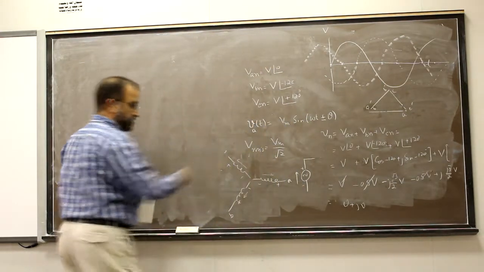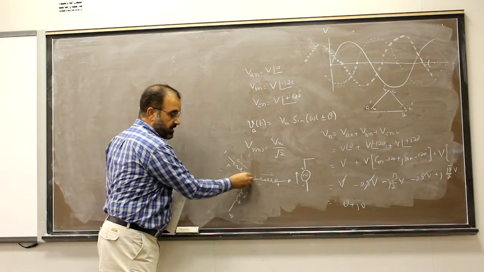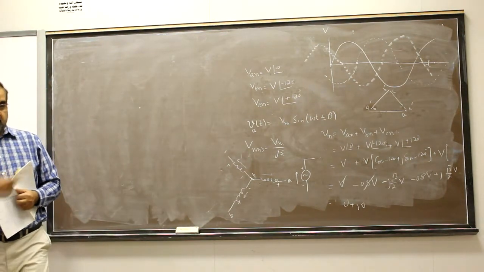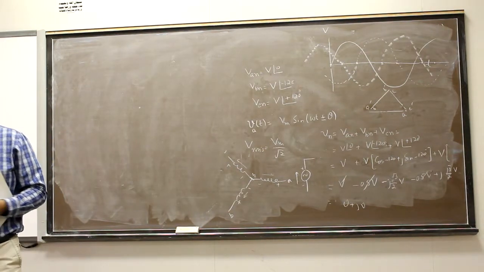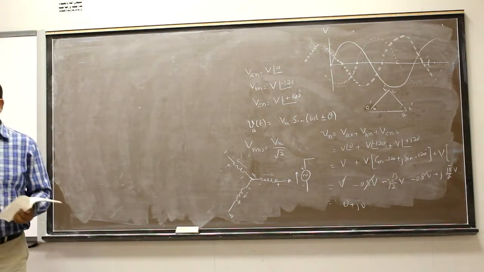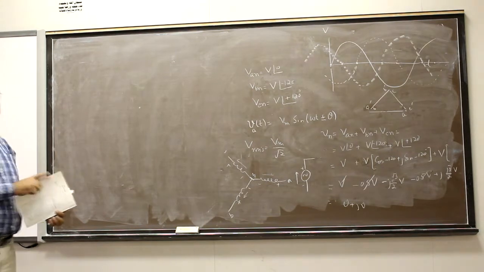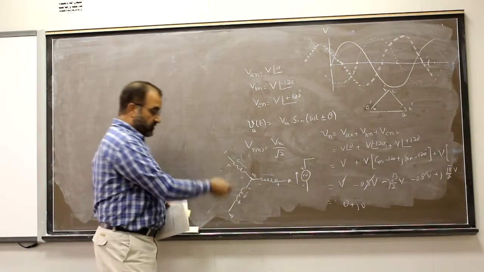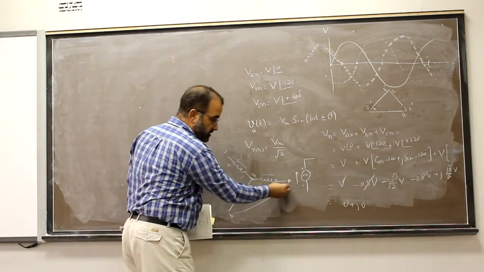Now look over here. A and N, B and N, and C and N are the phase voltages. Now you have to calculate the line voltages. Now how do you calculate the line voltage? I will give you one example. For example, how will I calculate the voltage between A and B? So it will be this one.